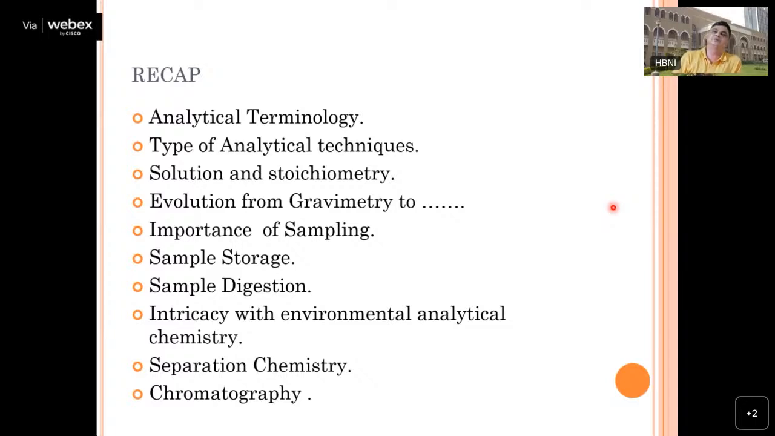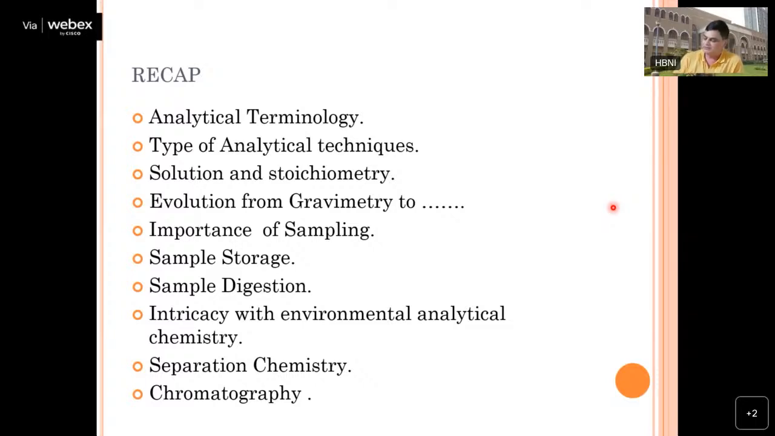And then comes colorimetry. Colorimetry means many of these analytes can be detected by just developing the color, and then by measuring the intensity of these colors, we can quantify the analytes. And after discussing all those things, we come to the importance of sampling.